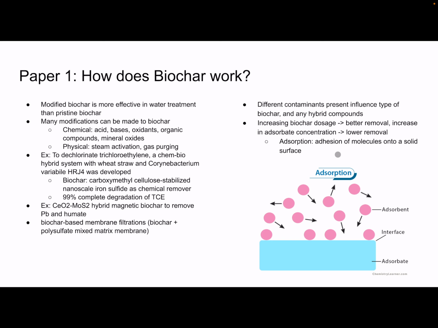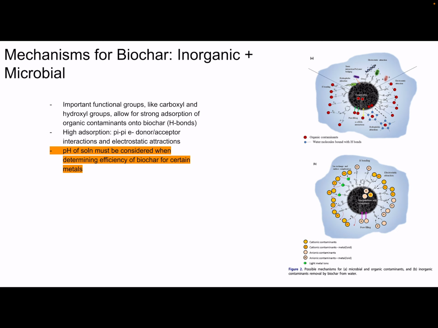This chart here just shows how biochar works. It basically works through adsorption. So there's your biochar, and then these are all of your contaminants, and they basically just stick onto the biochar. And something else that was really important to note was that, like I kept saying before, different contaminants influence the type of biochar, and for some contaminants, just the regular biochar isn't going to help. Luckily for E. coli, we can actually use the unmodified biochar. We don't have to make any major modifications to it, and I'll explain that in another table.